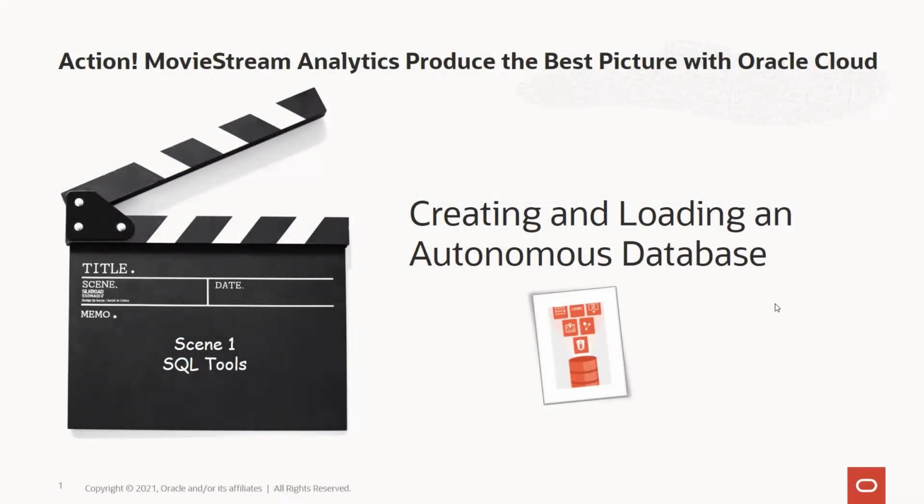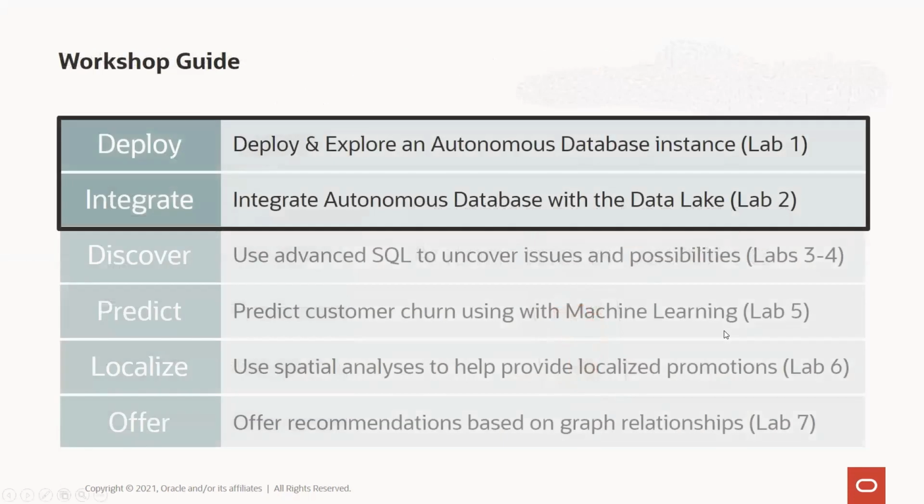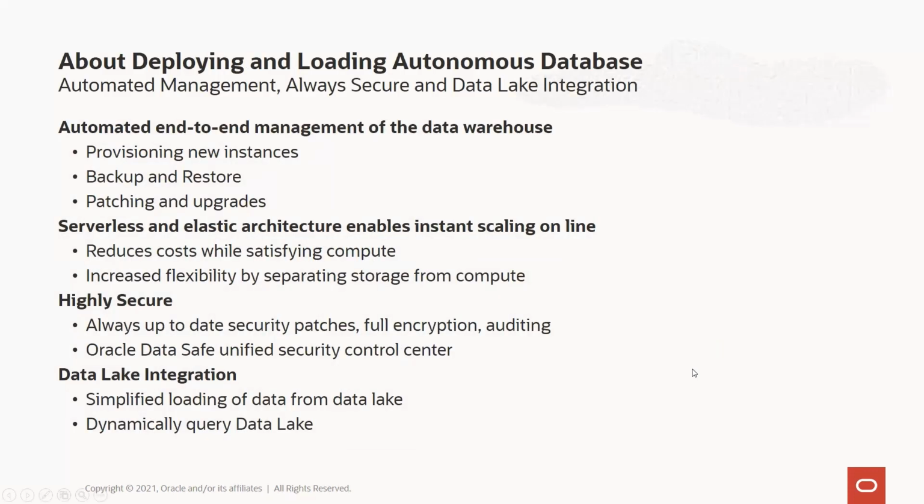Welcome to scene one of this MovieStream analytics workshop. In these first couple of labs, what we'll be doing is creating and loading a brand new autonomous database instance. So in your workshop guide, we'll deploy and explore a little bit the autonomous database. Then we'll link it to our data lake, which has all of the data for our workshop, and we'll start loading that data into the database from the data lake.